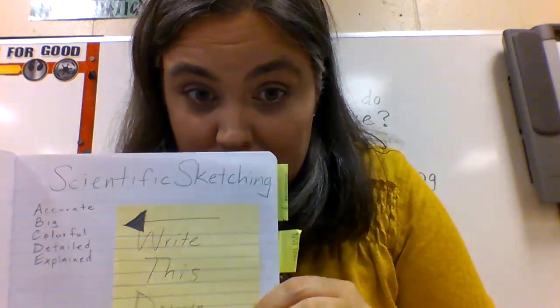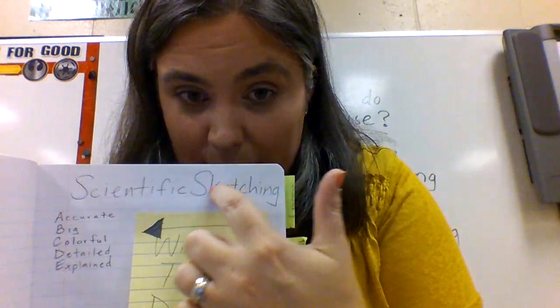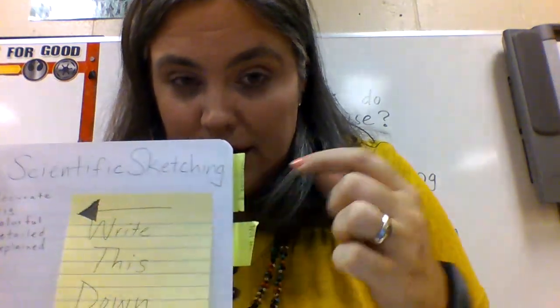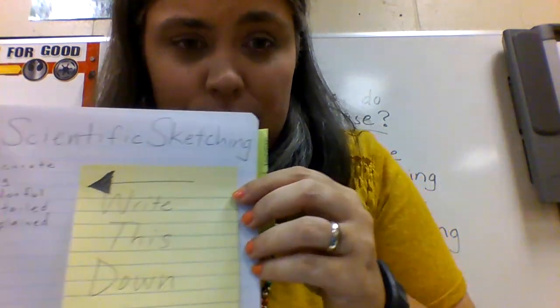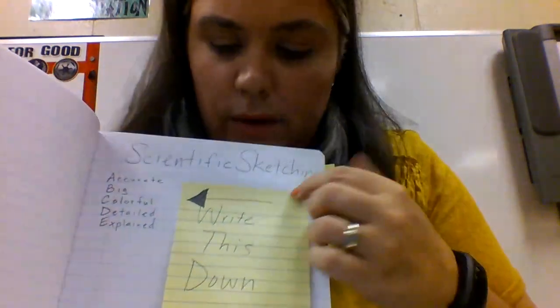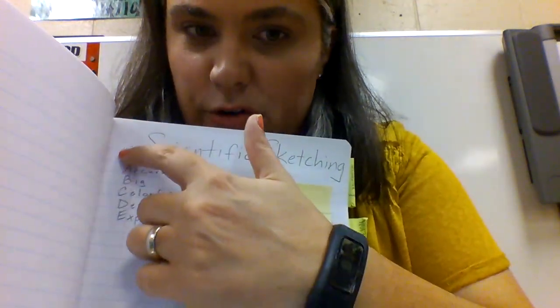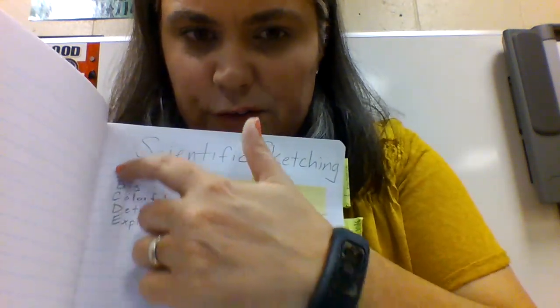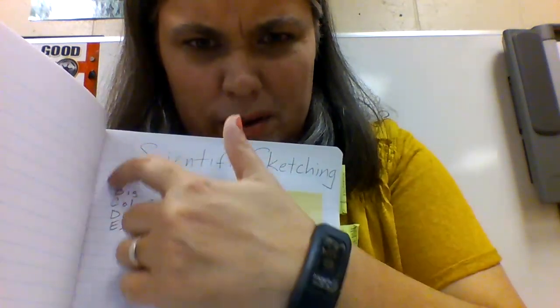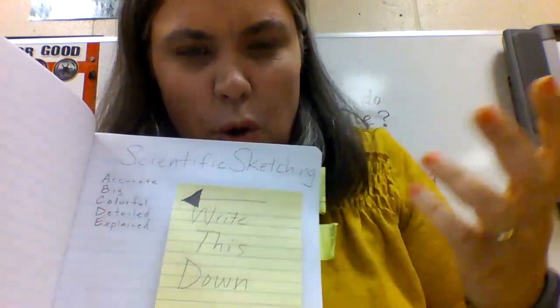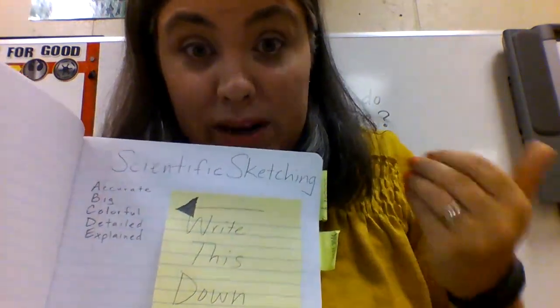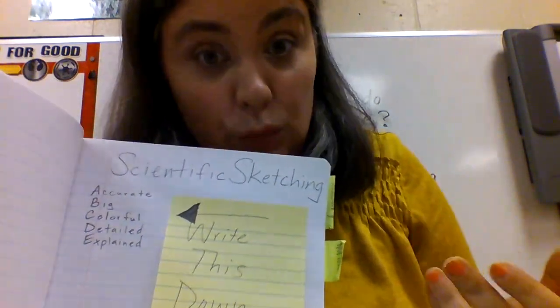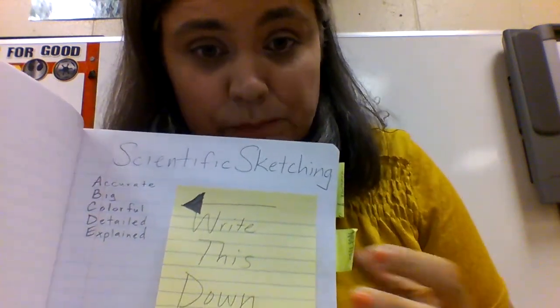Scientific sketching at the top. And then on the page, right here on the side, I want you to write A, B, C, D, E. It's the first 5 letters of the alphabet. And this is a way to help us remember what we need to do when we use scientific sketching.